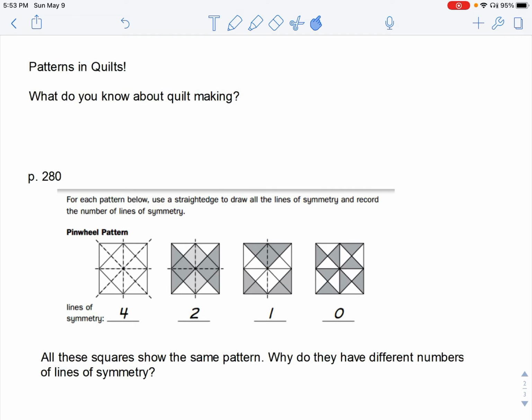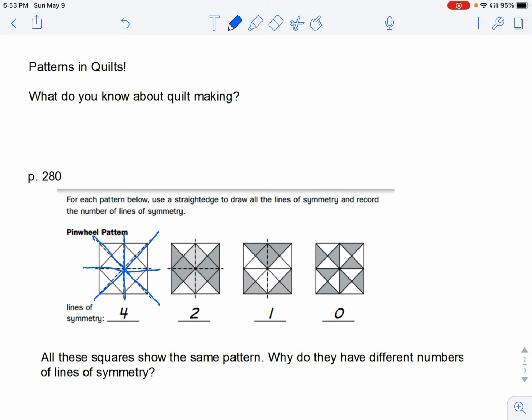So this quilt pattern is called a pinwheel pattern. I'm going to show you a few different ways. So in this first one, none of the triangular sections are colored in. So this is just like the square we were looking at a moment ago. So you can know right away that this is going to have 4 lines of symmetry. I just drew 2, and then 3, and then 4.